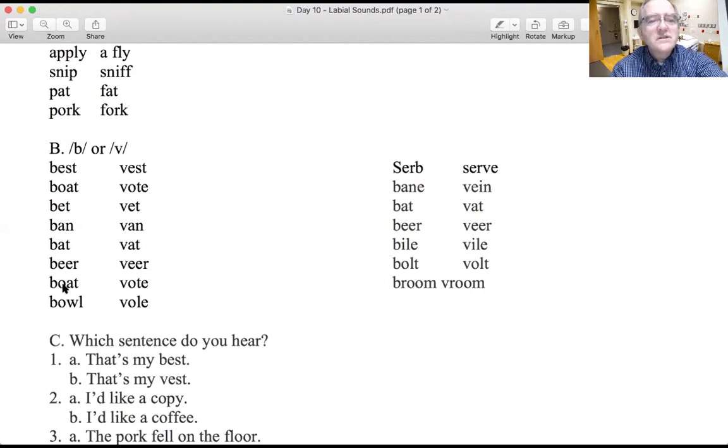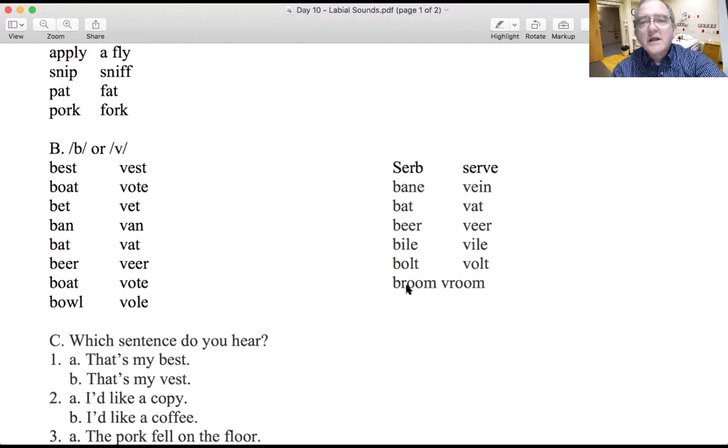Next, we have boat. Please repeat. Boat, vote. Bowl, vole. Serve, serve. Bane, vein. Okay, keep using your lip on your teeth. Vein. Bat, vat. Beer, veer. Bile, vial. Bolt, volt.